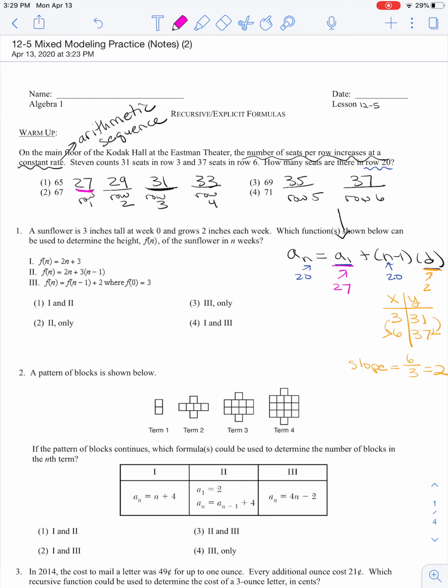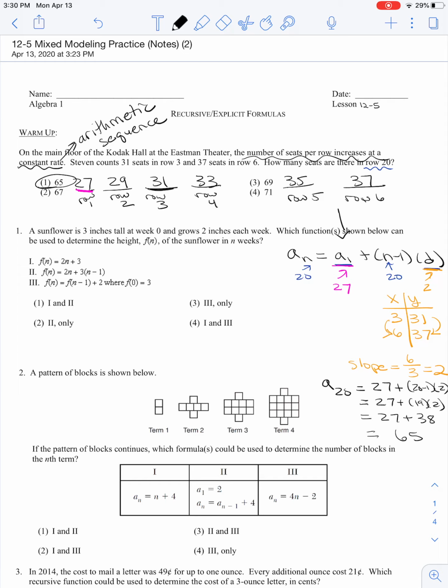So if I want to know now how many seats are in row 20, I'm going to plug into this formula. So I'm going to say a sub n, or a sub 20 rather, equals my first term value, which is 27, plus 20 minus 1 times my common difference, which is 2. So I would get 27 plus 19 times 2. And when I multiply that out, I have 27 plus 38. That's going to give me 65. So the correct answer here should have been choice 1.